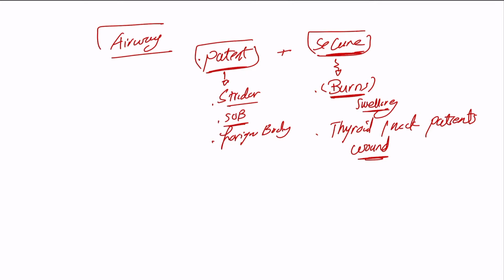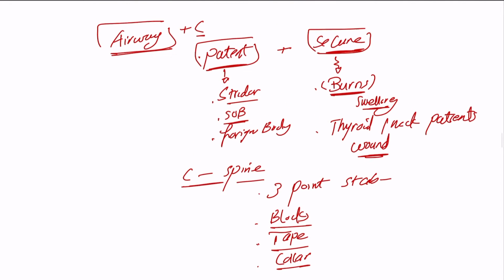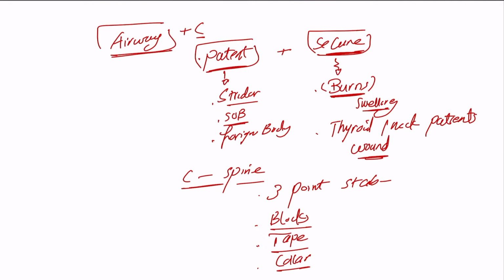So A is the airway plus C as well, and C means C-spine. We need to make sure that the C-spine has a 3-point stabilization or immobilization. And that would be by using blocks and also a tape and maybe a neck collar as well. So that's in terms of the airway diagnosis and treatment.